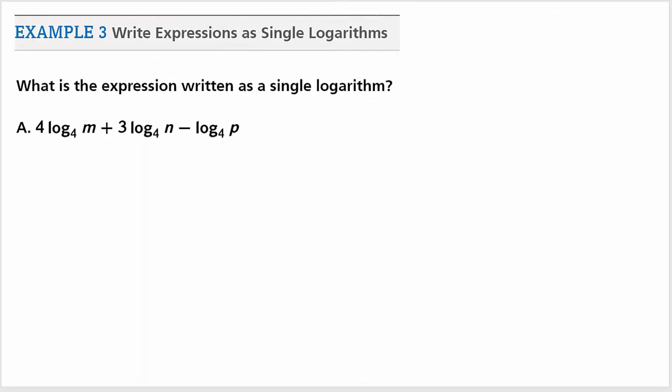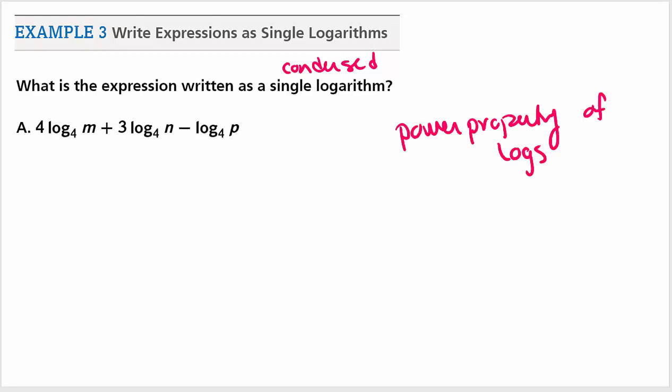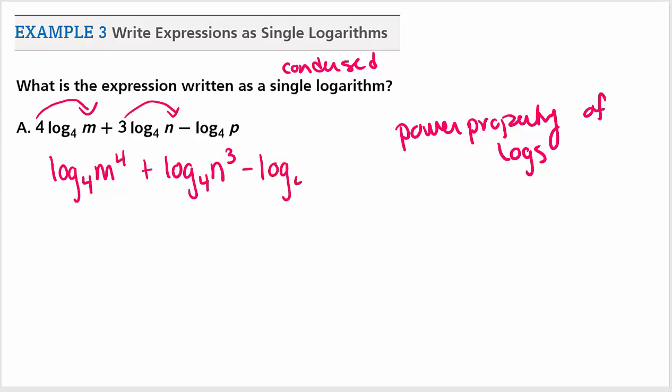Now we're going to change into a single logarithm, or condensed. So you'll see that we start with 3 logarithms here. The first thing we're going to do is apply our power property. So we're going to take that multiplier in front and it's going to become an exponent. So we get log base 4 of m to the 4th plus log base 4 of n to the 3rd minus log base 4 of p.